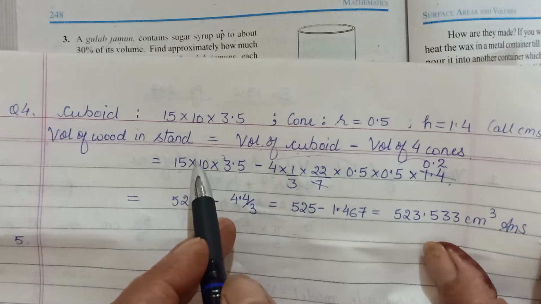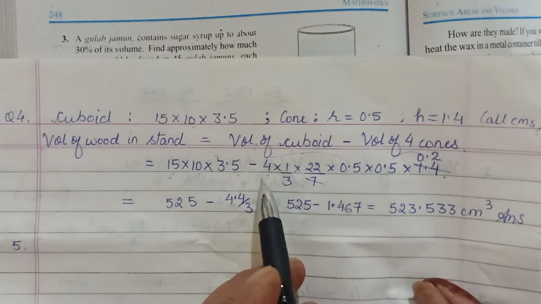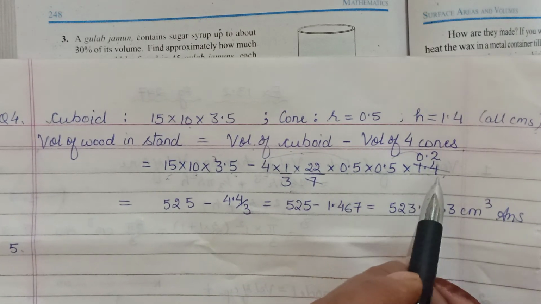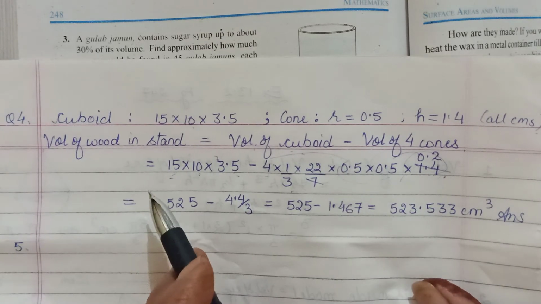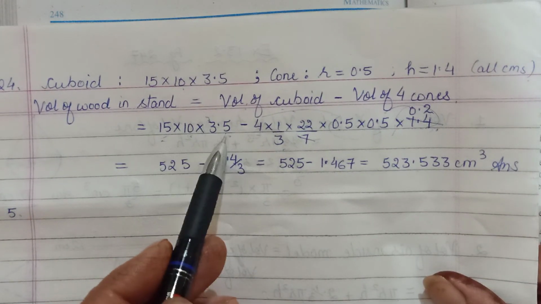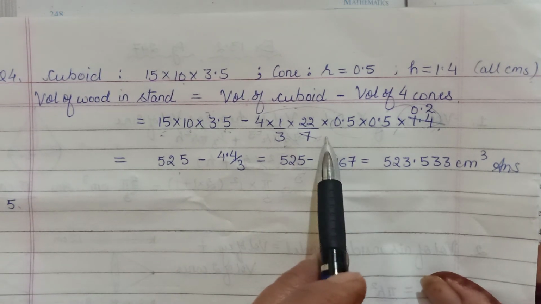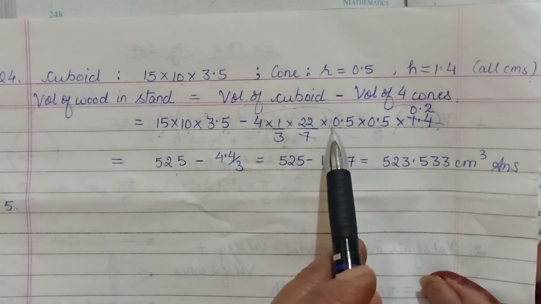Length into breadth into height, these were the dimensions given. And the volume of a cone is 1 by 3 pi r square h. This was its height mentioned, radius was 0.5. Everything was given to you. It's all about calculations. Work it out, do your calculations, multiply this. And here also likewise, look at combinations as you like. Do 5 4 20 first, so that becomes 2 only.